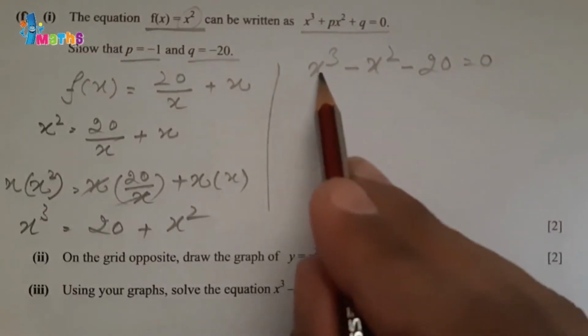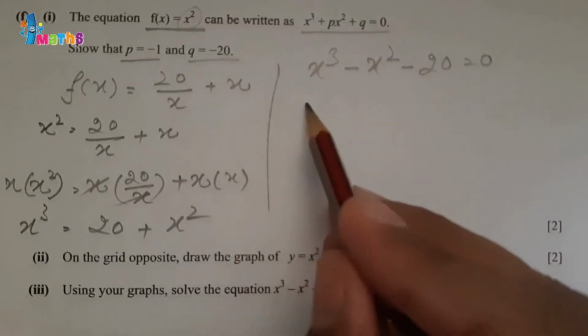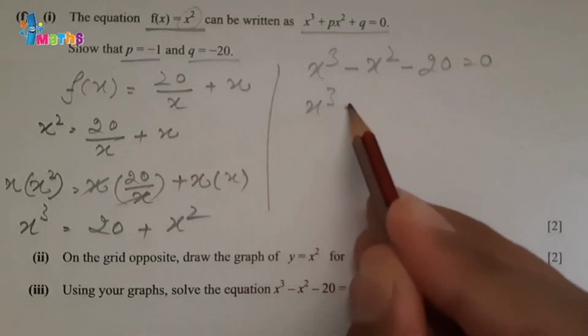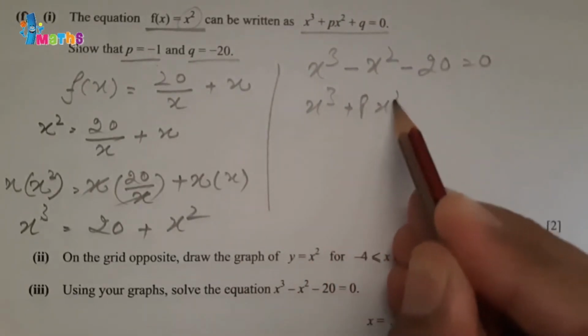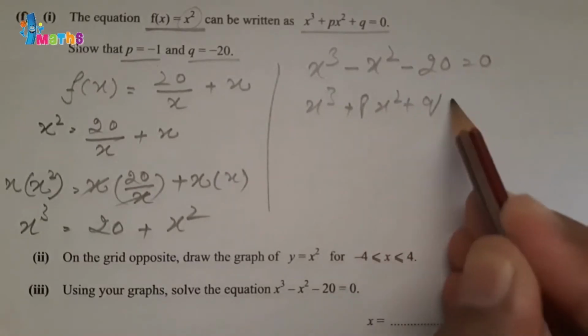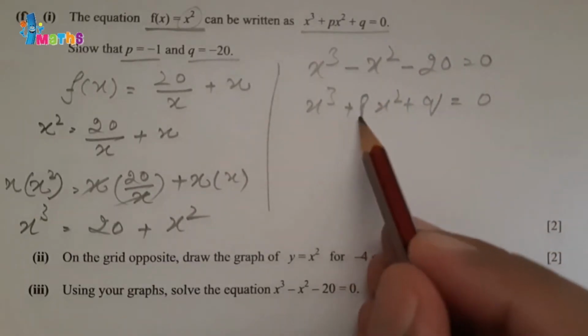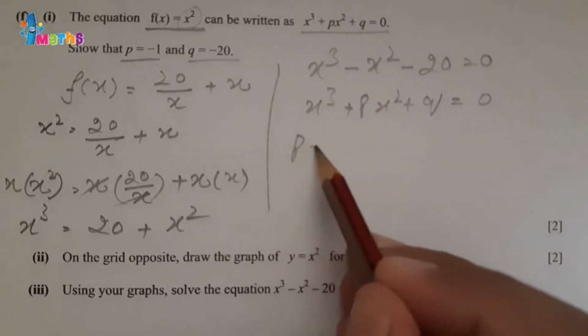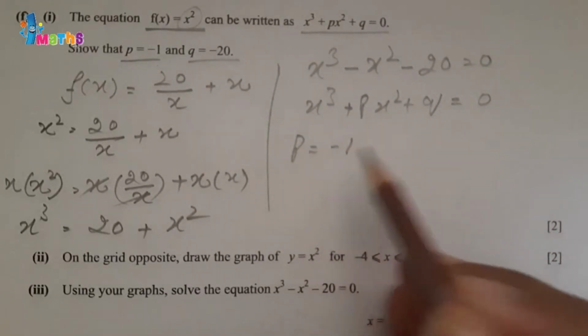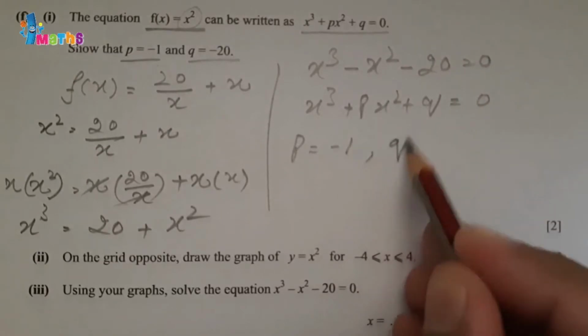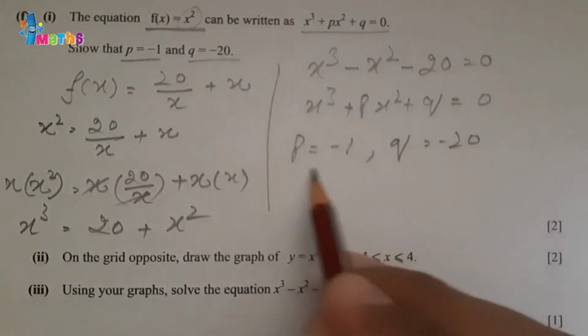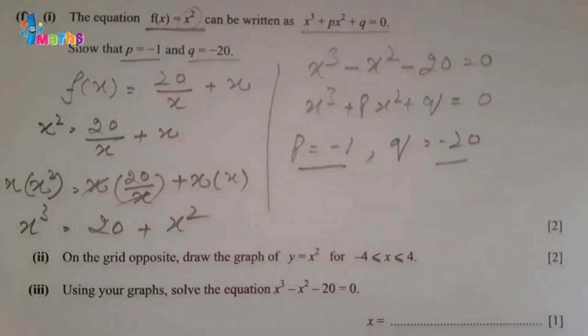And if we compare this one with the given equation, which is x cube plus px square plus q is equal to 0, this implies p is equal to minus 1 and q is equal to minus 20, which is the required thing.